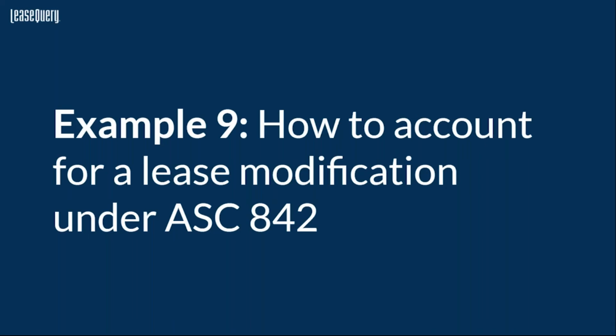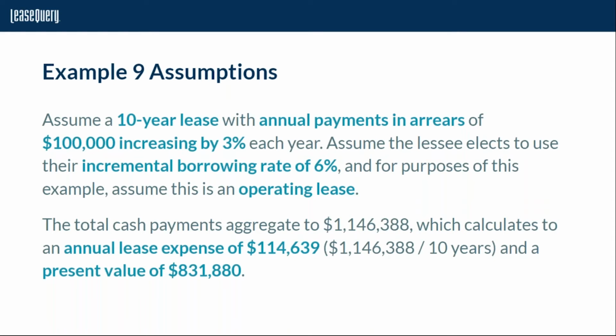Now let's walk through a straightforward modification example to help illustrate the appropriate accounting treatment. So the assumptions in the example are as follows. We're going to have a 10-year lease with annual payments made at the end of the year of $100,000 with 3% escalations. The lessee has an incremental borrowing rate of 6%, and we're going to assume this is an operating lease.